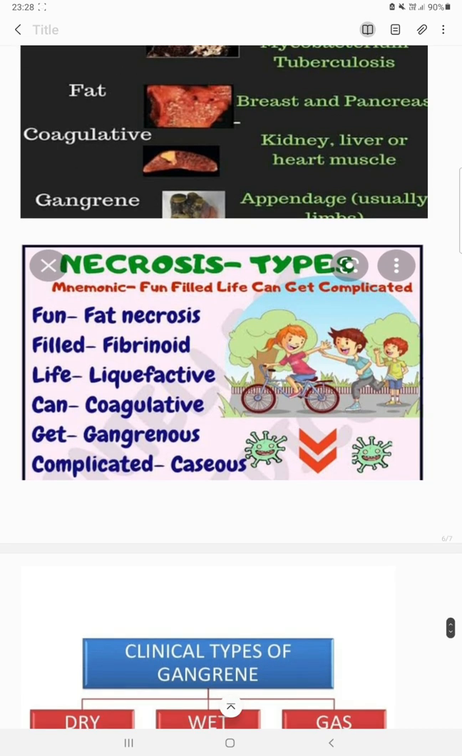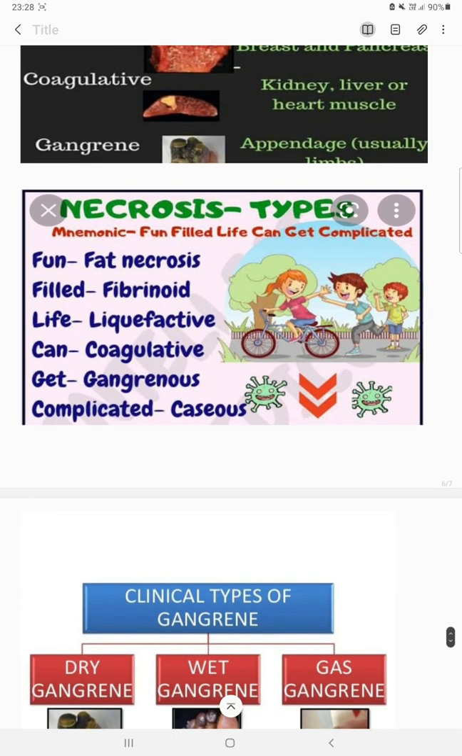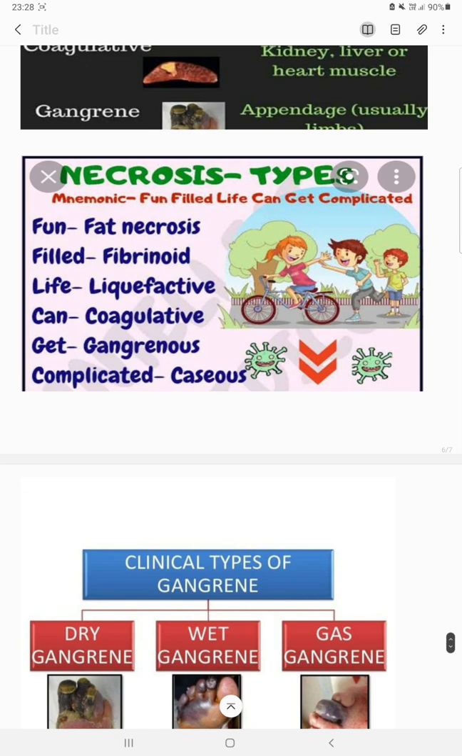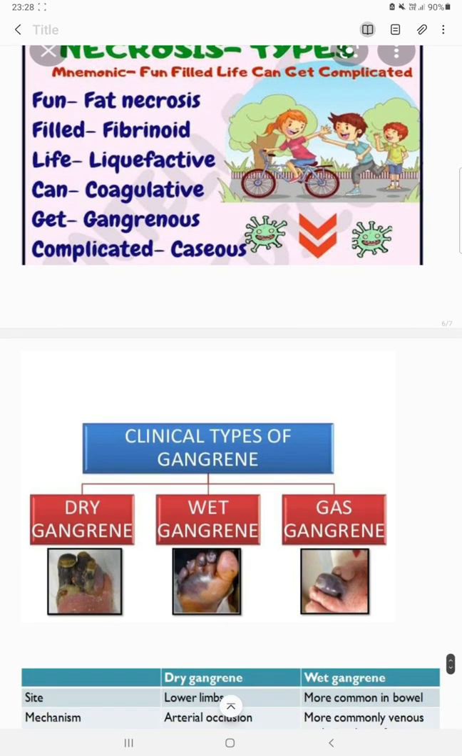So for the types of necrosis, here is a mnemonic for you guys: Fun filled life can get complicated. F is for fat necrosis, filled for fibrinoid, life for liquefactive, can for coagulative, get for gangrenous, complicated for caseous.